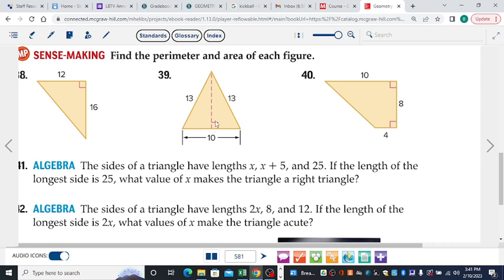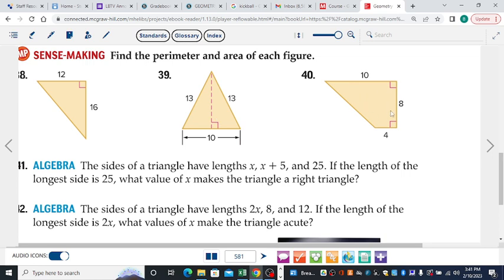In number 39, I see a right angle right here, okay? So that means that this is our height right here, and this is our base. So you're going to have to figure out the length of the height. Well, I have a right triangle right here. How do you suppose we're going to figure out that height? Once you have the height, you can take 1/2 base times height, and that will give you the overall area in number 39.